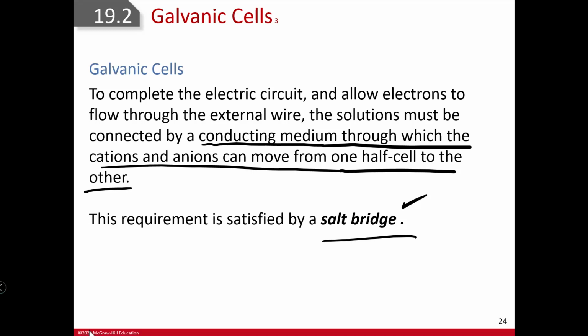But the salt bridge, it's in there. It's usually some type of divider between them. But there has to be some way to separate the two reactions.